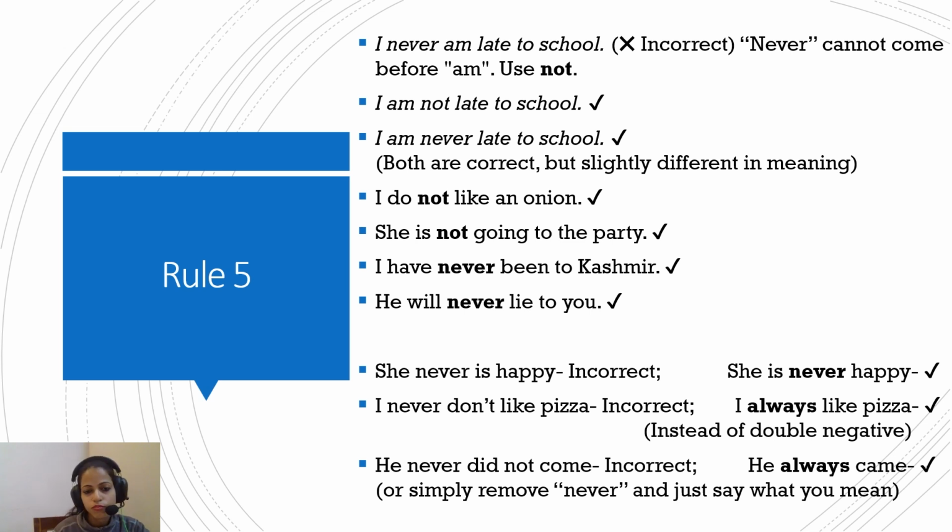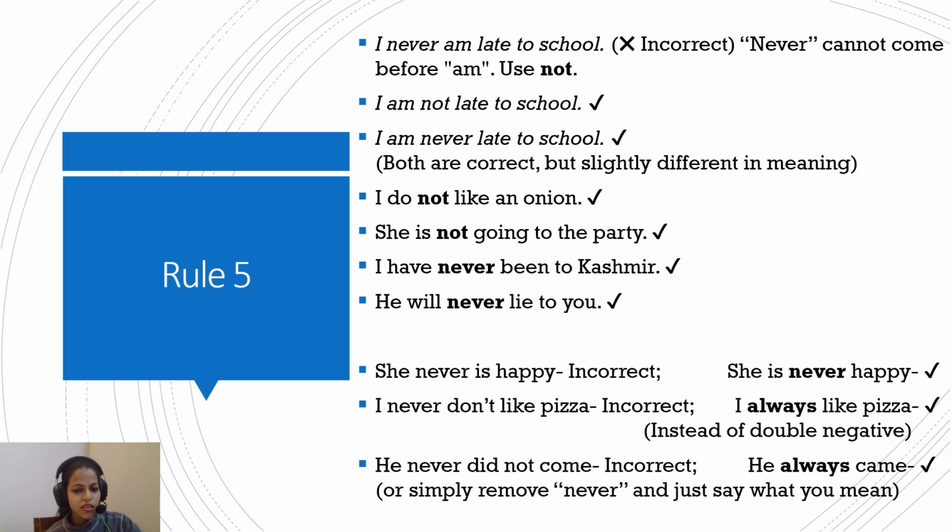Anyway, "I do not like an onion." I mean, here it should be not. That means I do not like an onion. I might have liked it, but at this point I don't like it. She's not going to the party. Or, I have never been to Kashmir. So I've never been to Kashmir. It has never happened even once that I've seen Kashmir. He will never lie to you.